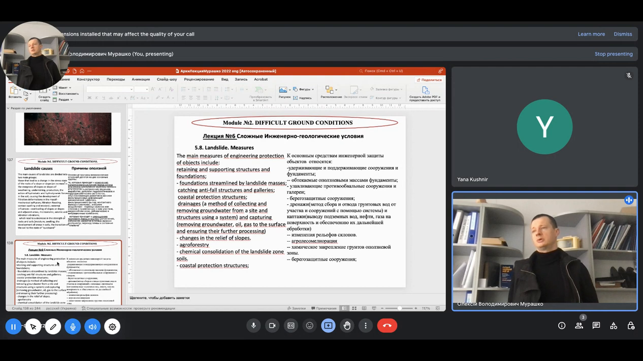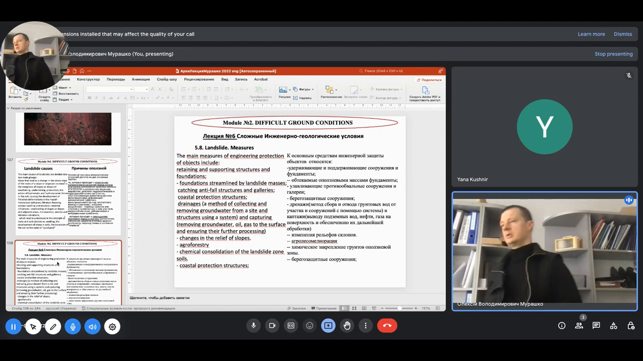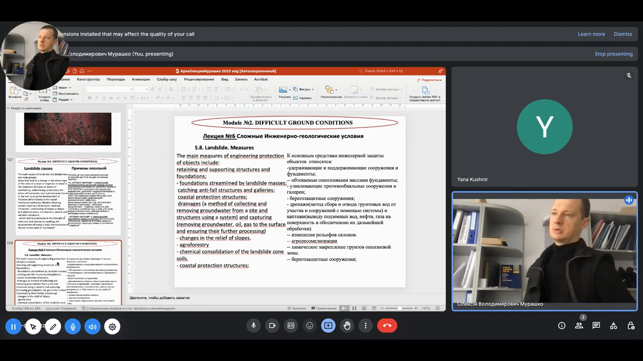Also, we can use chemical consolidation of the landslide soils and various coastal protection structures, as we talked about previously.